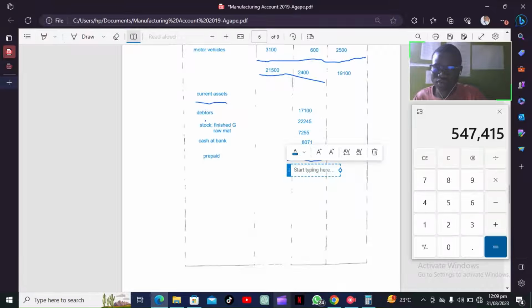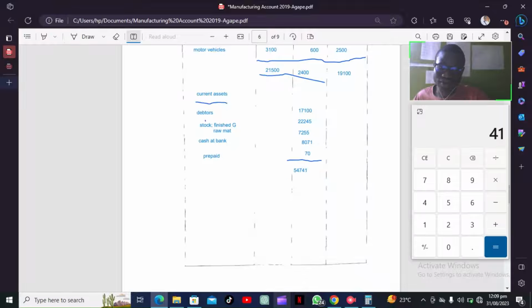Yeah, I don't even know what I was writing there. The computer started tripping. So it was 54,741, like so.